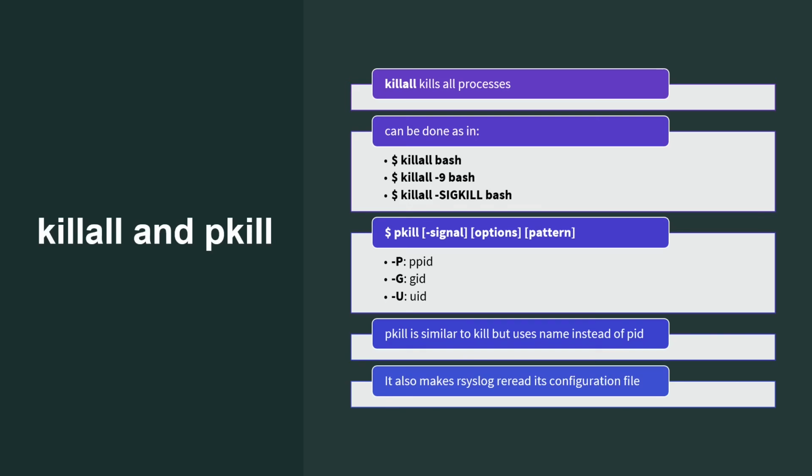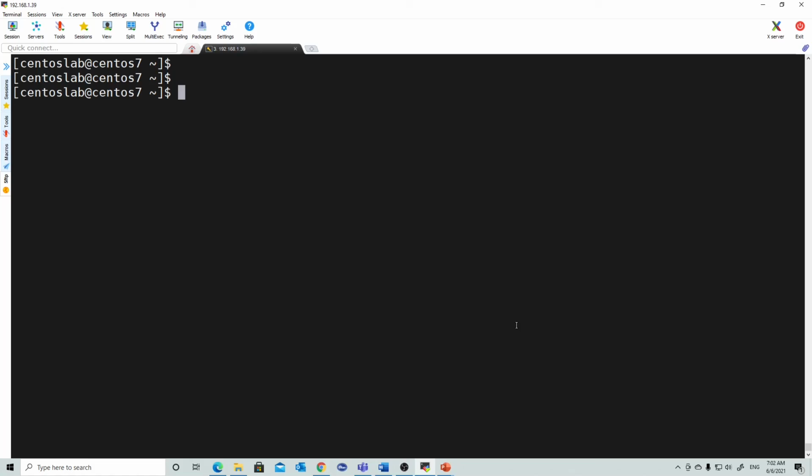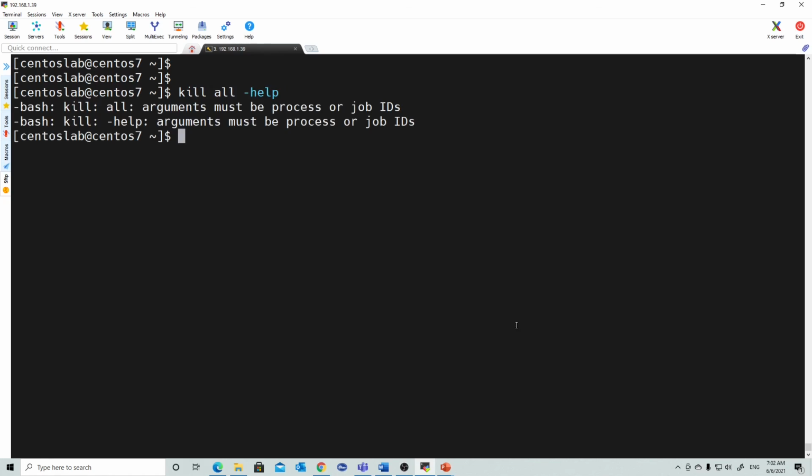-P is PPID, -G is GID, -U is UID. Pkill is similar to kill, but uses names instead of a PID. It also makes rsyslogd reread its configuration file. For example, when you do pkill -HUP rsyslogd, you can see some help out here.